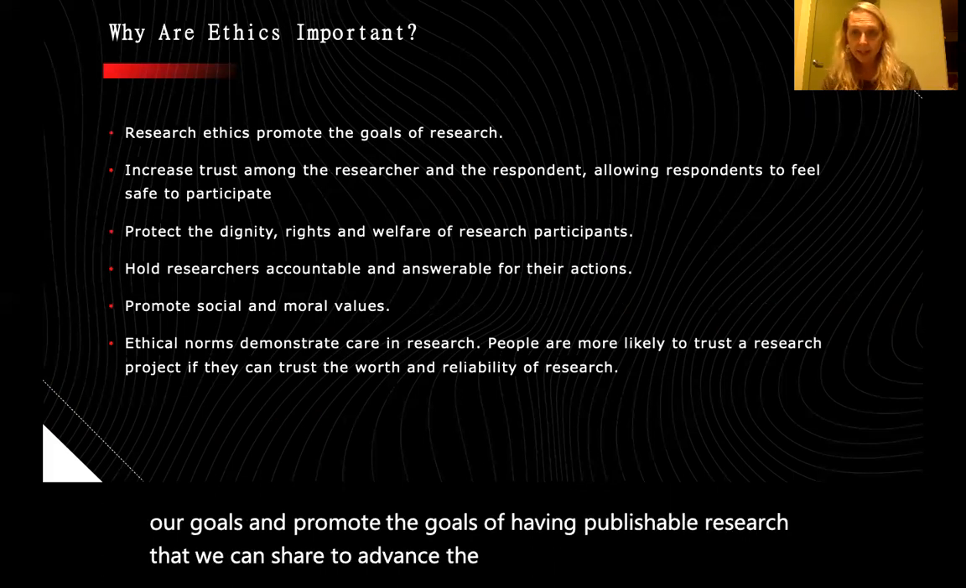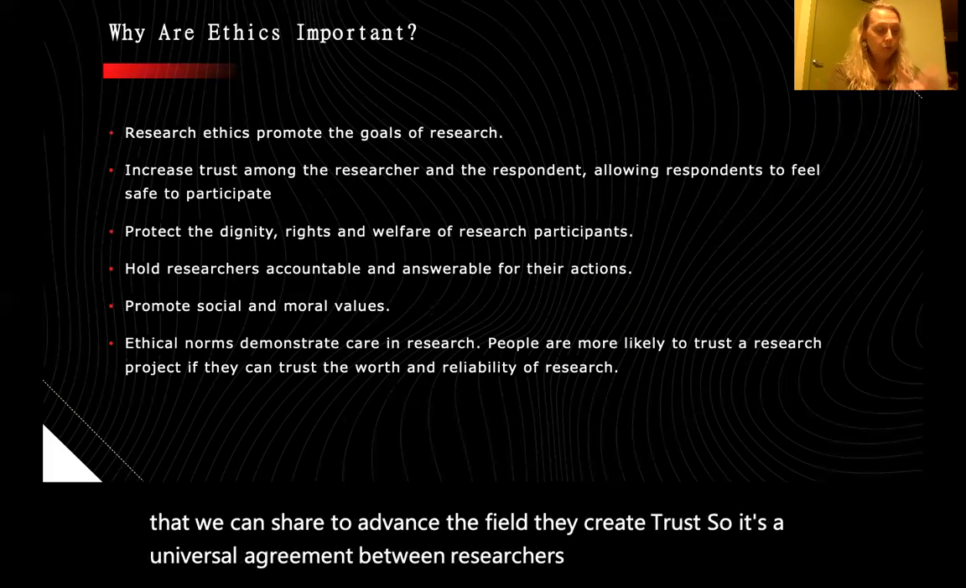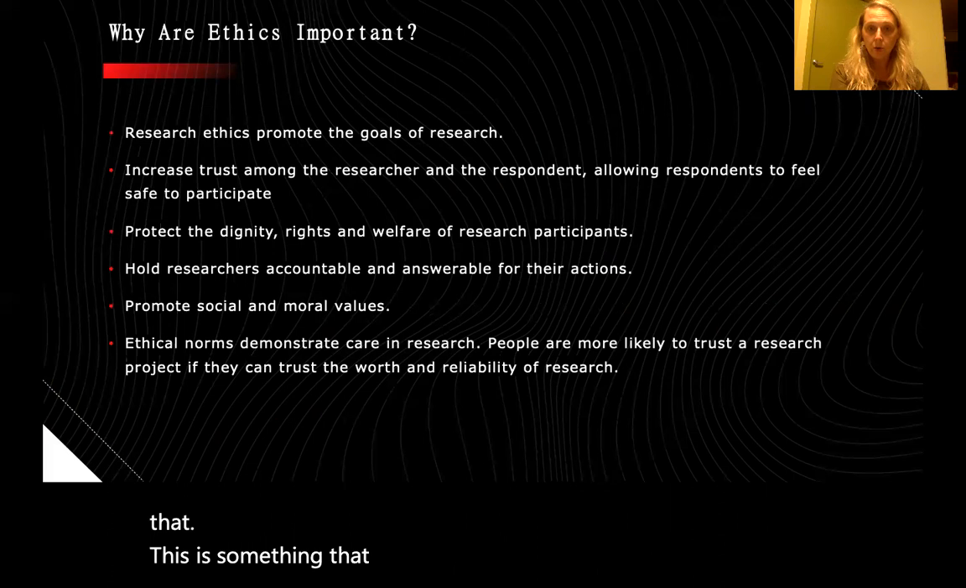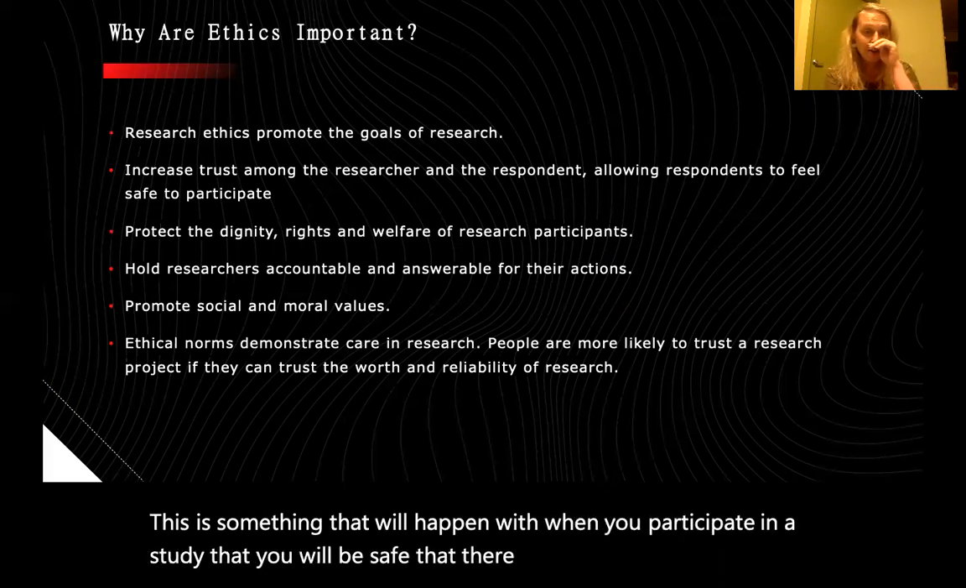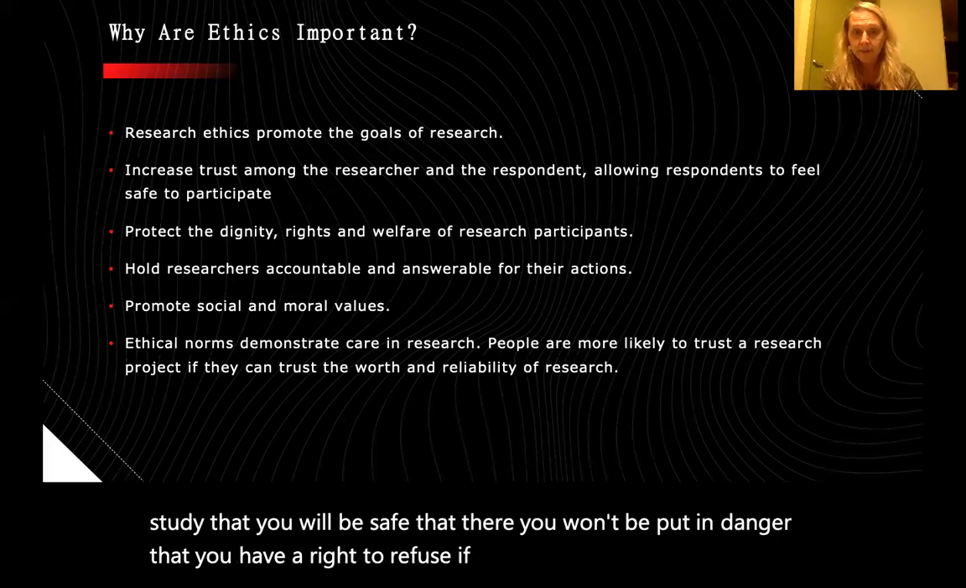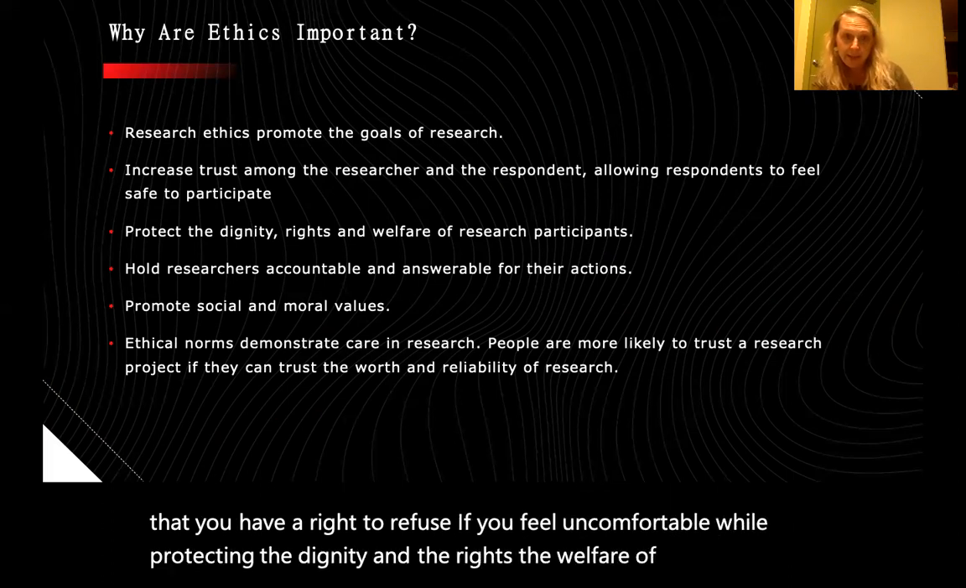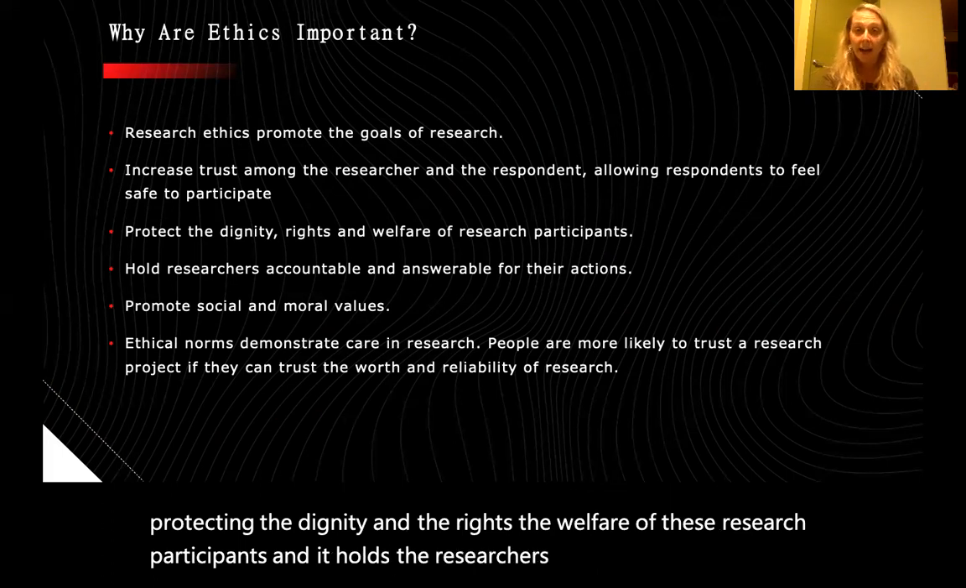They create trust. It's a universal agreement, particularly among researchers, that when you participate in a study, you will be safe, you won't be put in danger, and you have a right to refuse if you feel uncomfortable. We're protecting the dignity, the rights, and the welfare of these research participants. And it holds the researchers accountable and answerable for their actions.